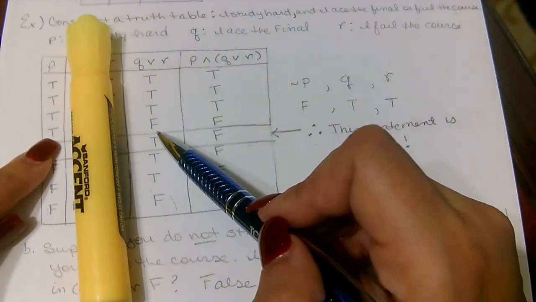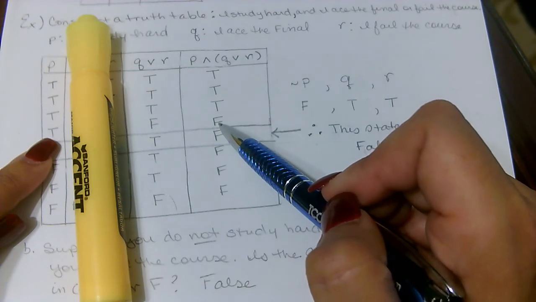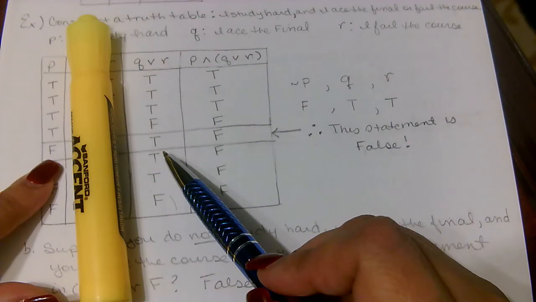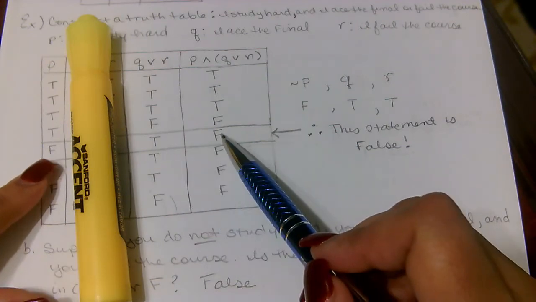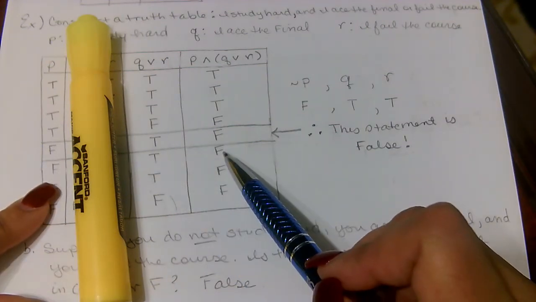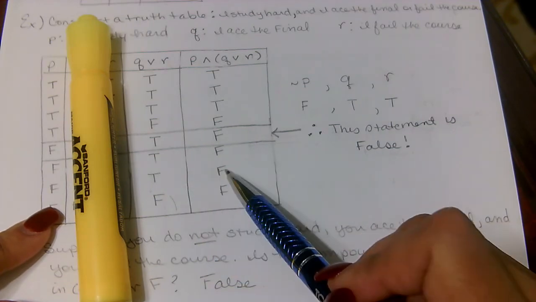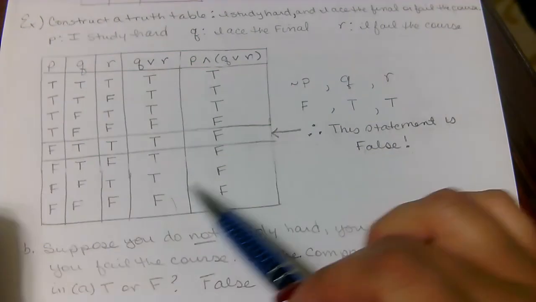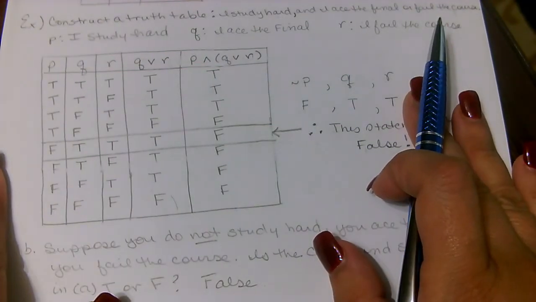Here, true, false, so this is going to be a false statement. The and says both of them have to be true. False, true, that's false. False, true, again false. False, true, false, and false, false is false. So now we have all of our possible outcomes in this table.